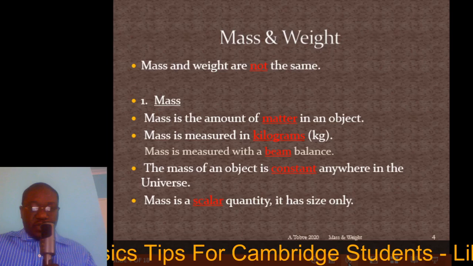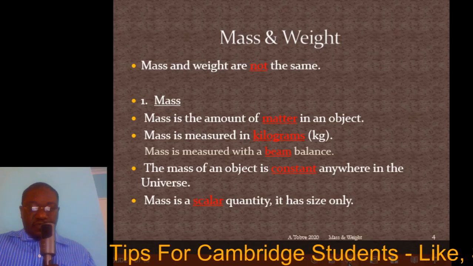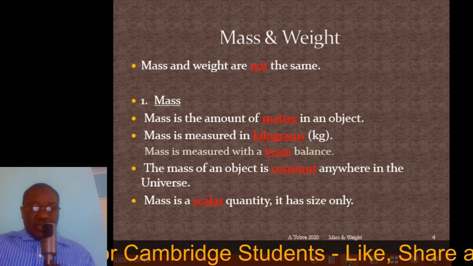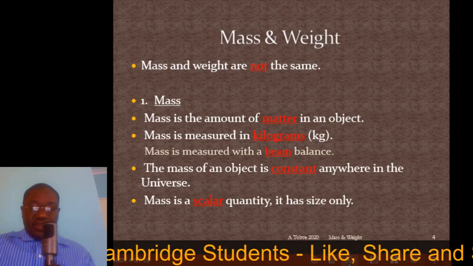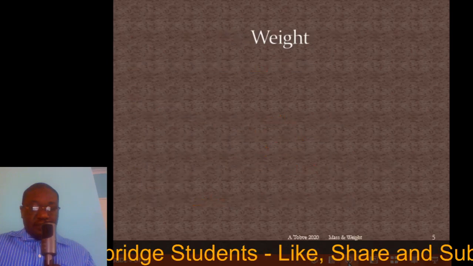Mass and weight are not the same, as they are mostly thought of to be the same. They are not the same. Mass is the amount of matter in an object, whereas weight is the gravitational force acting on an object. Mass is measured in kilograms. Weight is measured in newtons. Mass is measured with a beam balance. Weight is measured on a spring balance. The mass of an object is constant anywhere in the universe. And mass is a scalar quantity, i.e. it is size only without direction.